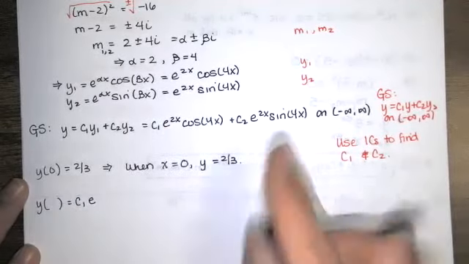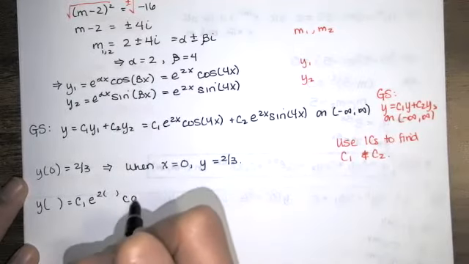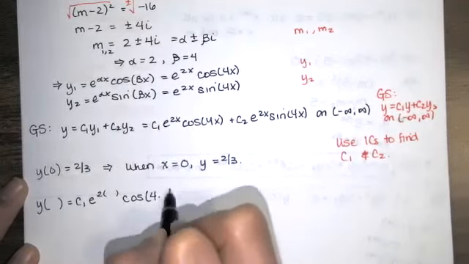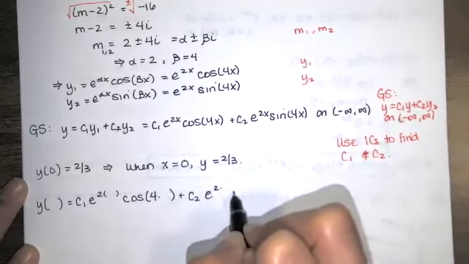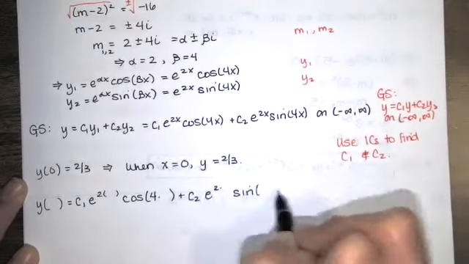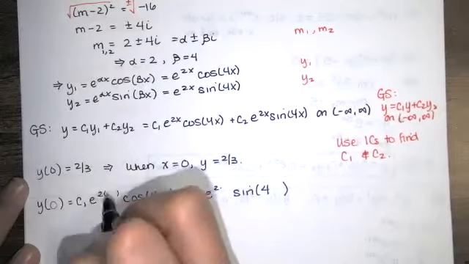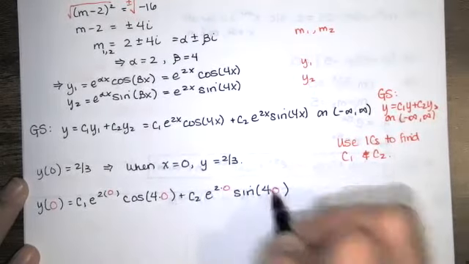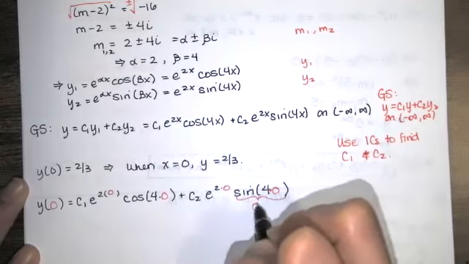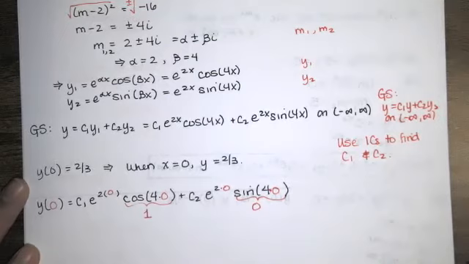So I'm going to replace x with 0 everywhere, and then I'll have an equation that is satisfied by C1 and C2. I'm just leaving spaces for that x equals 0. So I'm replacing x with 0. Sine of 0 is 0. Cosine of 0 is 1. E to the 0 is 1.